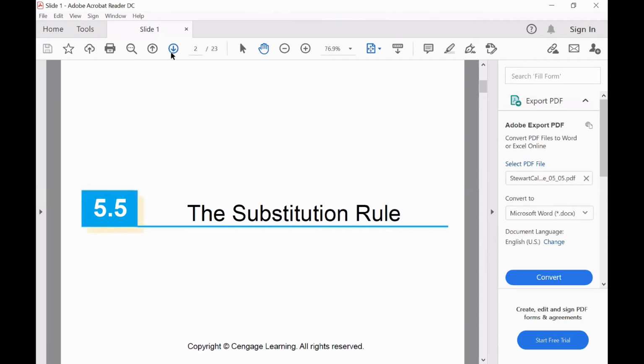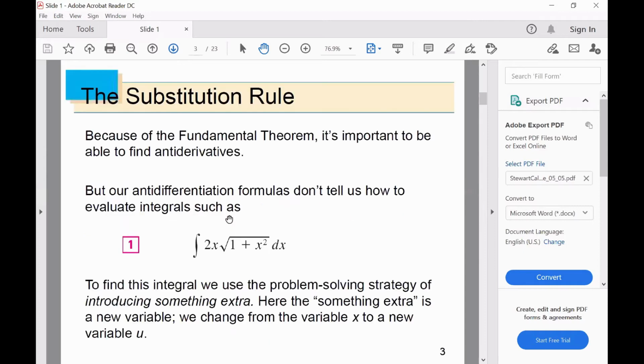We are going to study the substitution rule. What does that mean? For example, here we have this integral, 2x root 1 plus x squared dx. We don't have anything in the table, we don't have any formula useful in order to solve this integral.